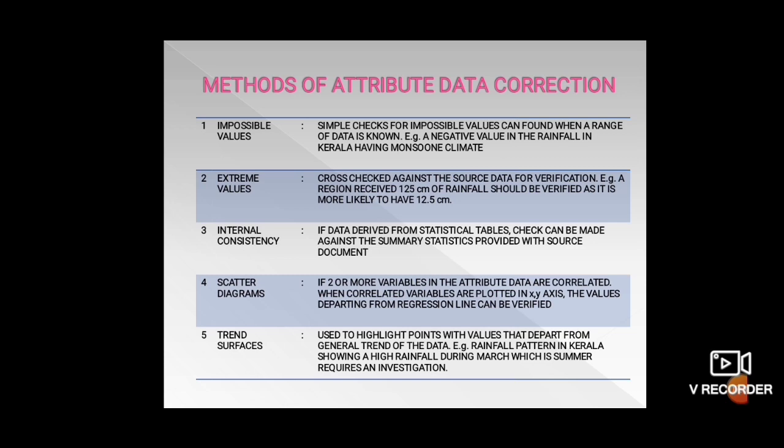Trend surface is another method of correction. Trend surfaces are generally used to highlight points with values that depart from the general trend of the data. Again, I am citing the example of the rainfall pattern in Kerala. The region receives high rainfall during the monsoon and very low rainfall during the summer season. But if a value shows high rainfall during March, which is a summer season in Kerala, it requires investigation because it deviates from the general trend of that area.